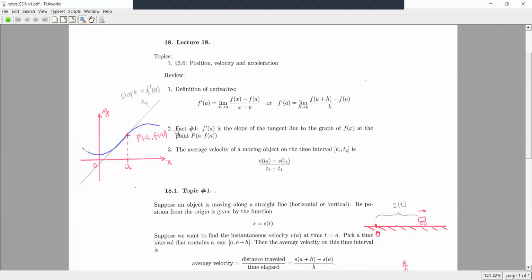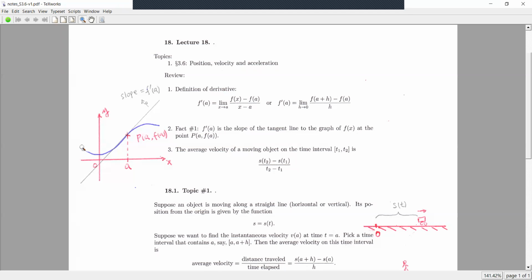Review number 2. Fact number 1. Derivative at a point A is the slope of the tangent line to the graph of function f at the point P. Point P is a point on the graph of the function. The x-coordinate of the point P is A.